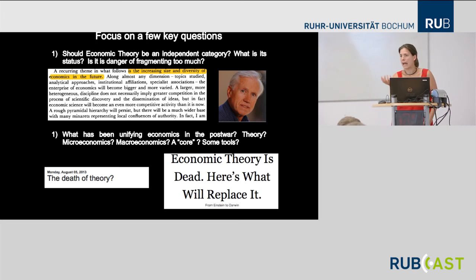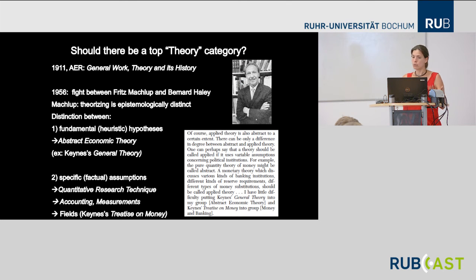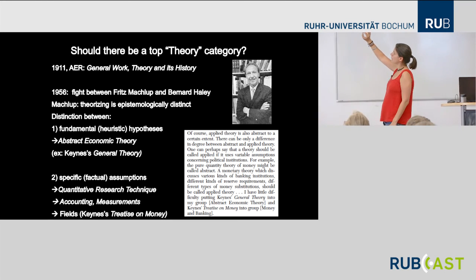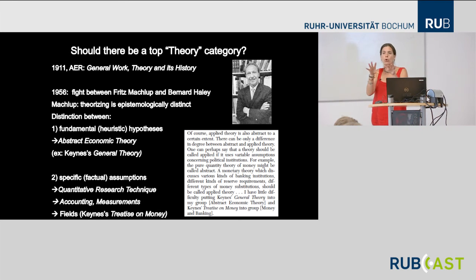I don't know about this, so I'm going to look into what economists thought. When they did their classification, for instance, they asked themselves these questions. One question they asked all the time, in all the revisions I showed you, is: should there be a separate theory category? And is it the most important category? Should it be at the top? Is it more important than the rest? At the very beginning you had a category called General Work Theory and History, but I told you it has no number. It was not more important.